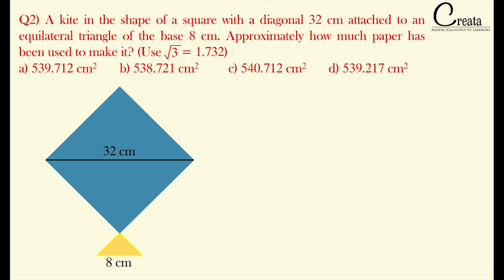The area of the square is equal to side square. Let's assume the side of the square as A. So we got the area of this square as A square.